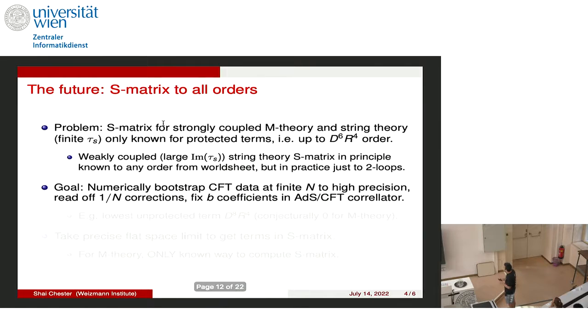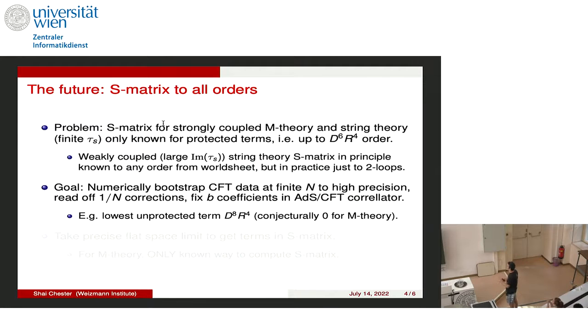And so the goal is to numerically bootstrap CFT data at finite n to high precision, read off one of our n corrections, and use these to fix these coefficients b, which I defined in the previous slide. For instance, the first goal would be to fix the coefficient b for d to the 8 r to the 4, which is the first unprotected term in this expansion. This has in fact been conjectured to be 0 for the case of M theory. For the case of string theory, it's certainly not 0.